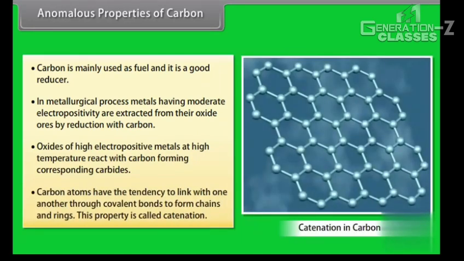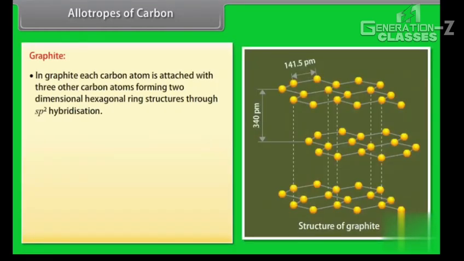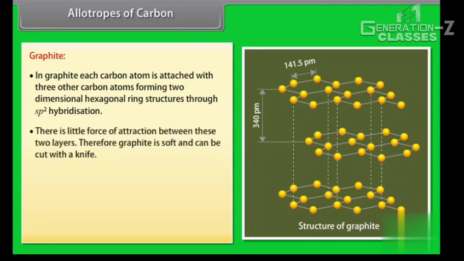Carbon atoms have the tendency to link with one another through covalent bonds to form chains and rings. This property is called catenation. Allotropes of carbon. Graphite. In graphite, each carbon atom is attached with three other carbon atoms, forming two-dimensional hexagonal ring structures through sp2 hybridization. There is a little force of attraction between these two layers.